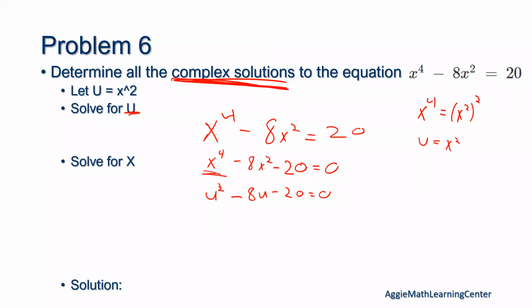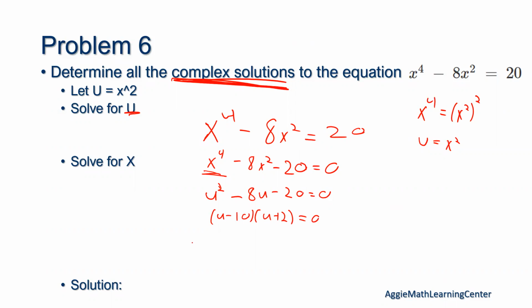I do not remember if this one factors nicely. It does. What is it? Negative 10 and 2. Negative 10 times 2 is negative 20. Negative 10 plus 2 is negative 8. There we go. So u minus 10 times u plus 2 equals 0.